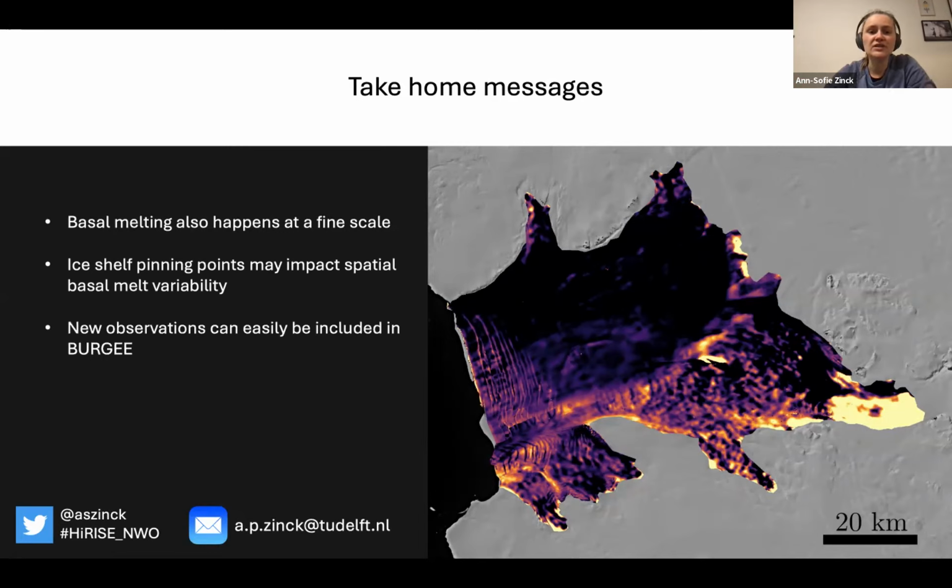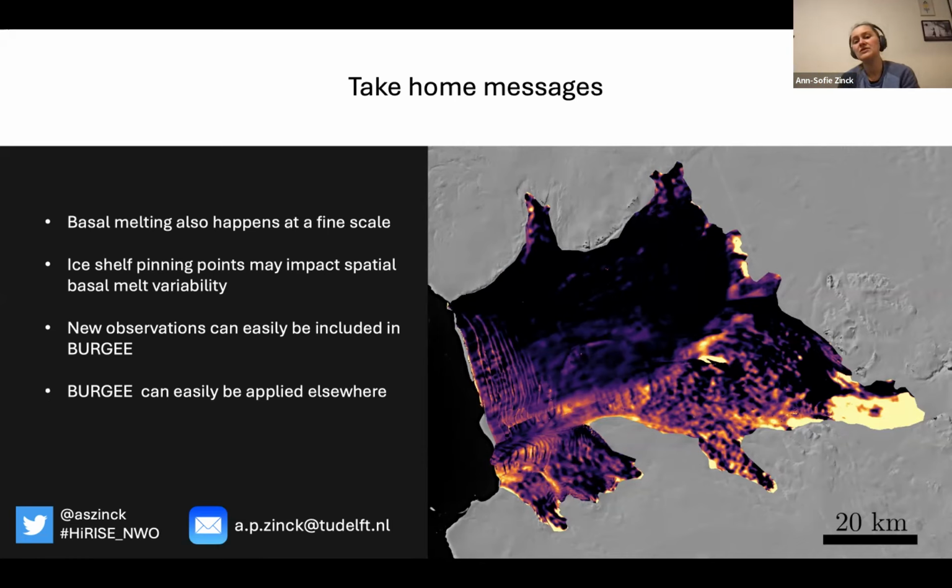And new observations can also easily be included in Burgard. As I mentioned, we use the Google Earth Engine, and when REMA 2 becomes available, which I hope it will in the near future, then we can easily apply this to the REMA 2 surface elevations, and then expand our study period.